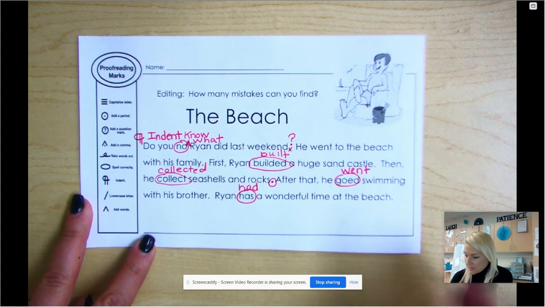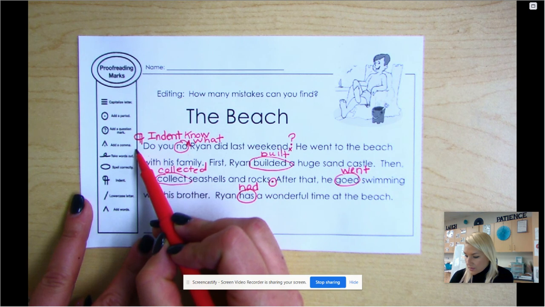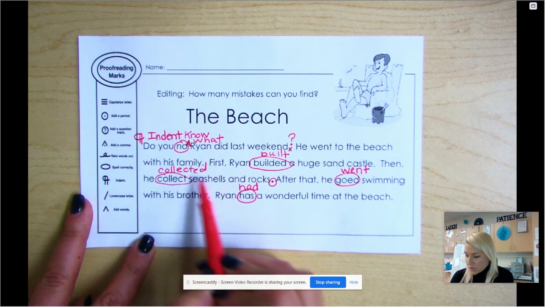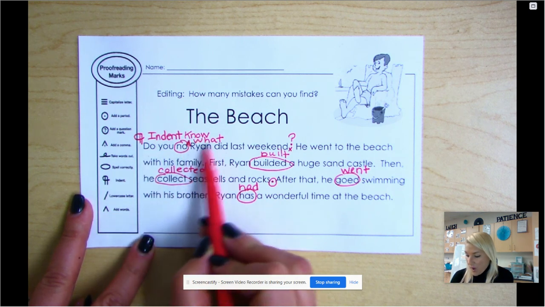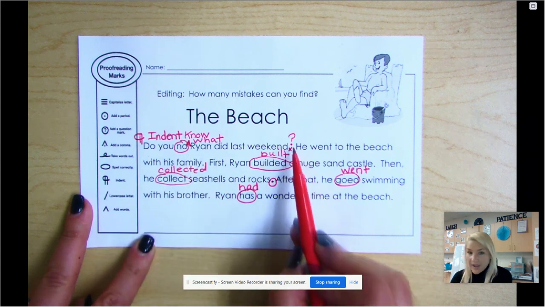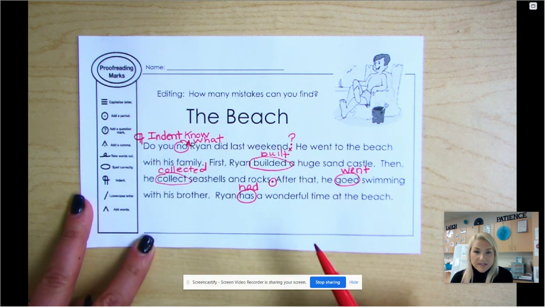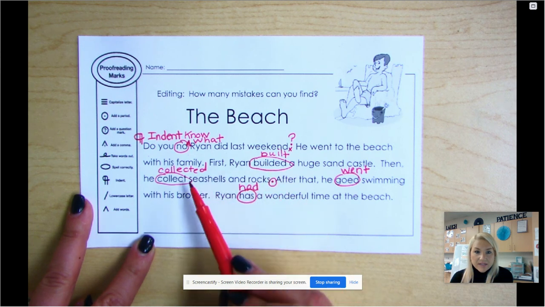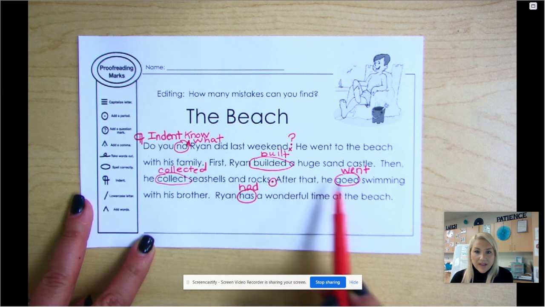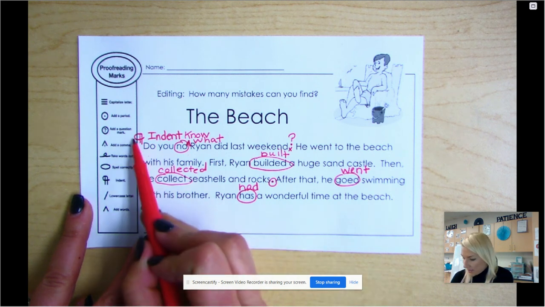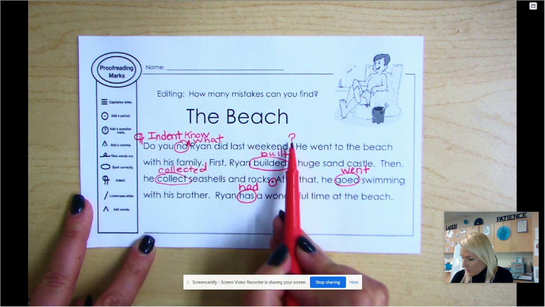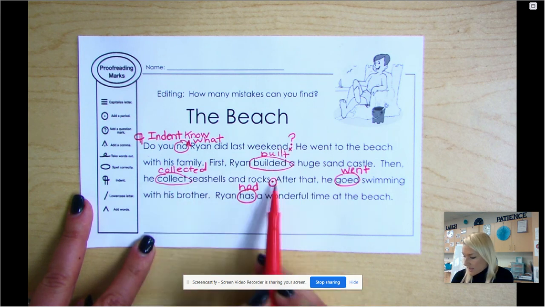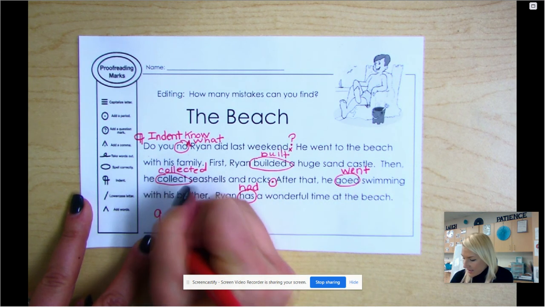So we found an indent, that's 1, the wrong type of word, which is 2, and then added what? So we have 1, 2, 3, 4 errors just in the first sentence. And then we have 5, 6, 7, 8, 9 errors in this piece. Double check again. 1, 2, 3, 4, 5, 6, 7, 8, 9. 9 errors.